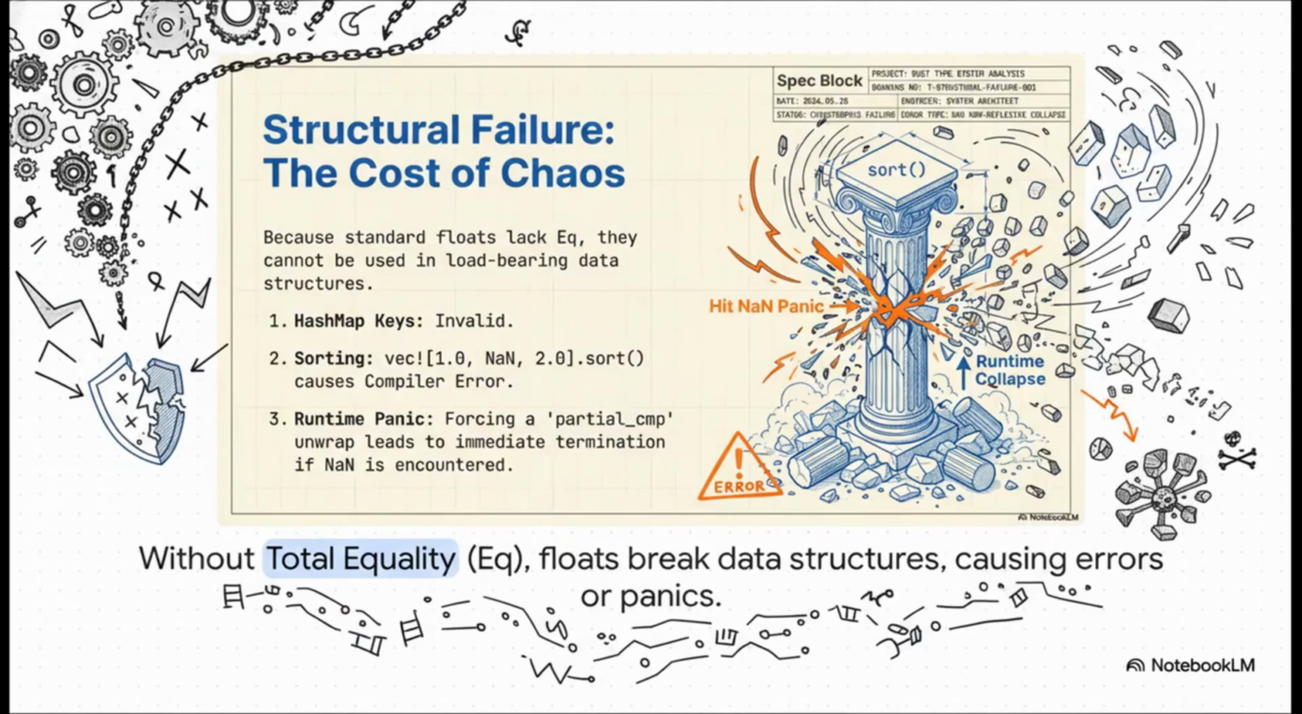They're massive. Because floats break that fundamental rule of self-equality, Rust basically says, I can't trust you. They don't get the official Eq seal of approval, and that means you can't use them in really important data structures, like a hash map. If you try to sort a list of numbers and there's a NaN in there, your program might just crash. The whole foundation just crumbles.